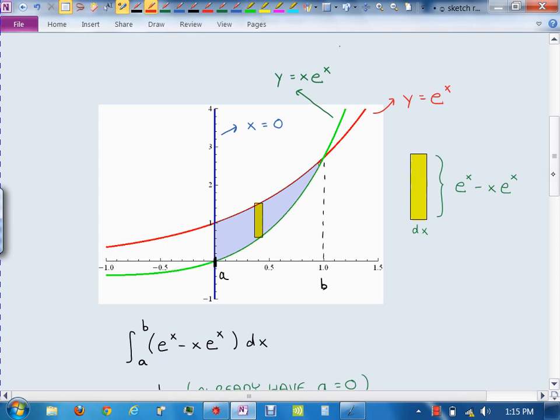Do you have a question? No? What's your window say? Hit window. What's your t min? Yeah, change it to negative 10 and 10.